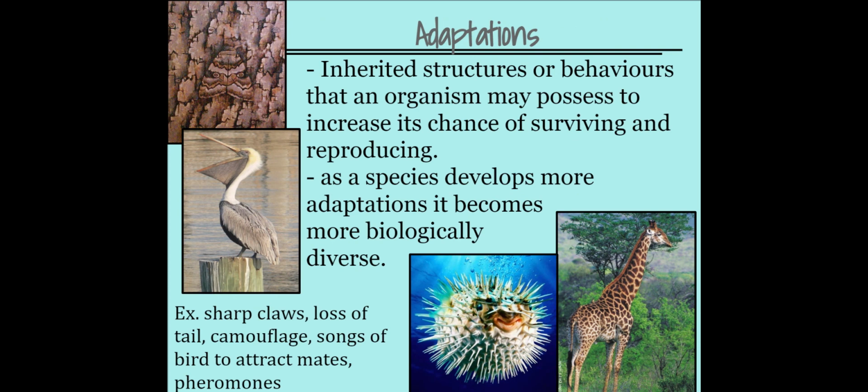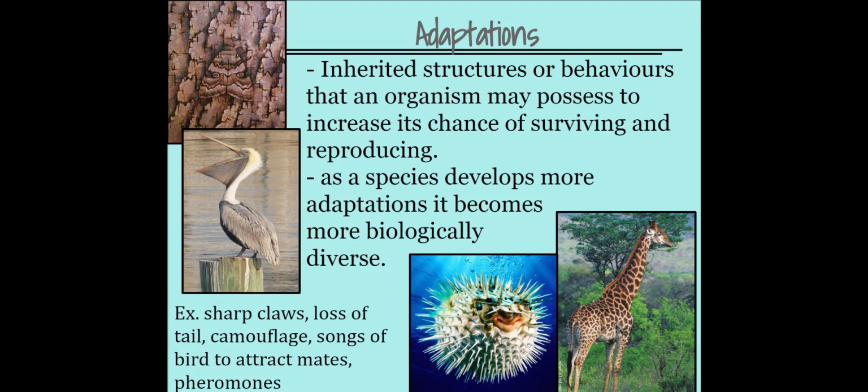So how do animals survive if we are constantly invading their spaces or if things are changing in their environment? How do they survive? And that comes down to the word adaptations. These are inherited structures or behaviors that organisms possess to increase their chance of reproducing. So they develop adaptations and then they become more diverse. So an adaptation actually causes you to be more biologically diverse.